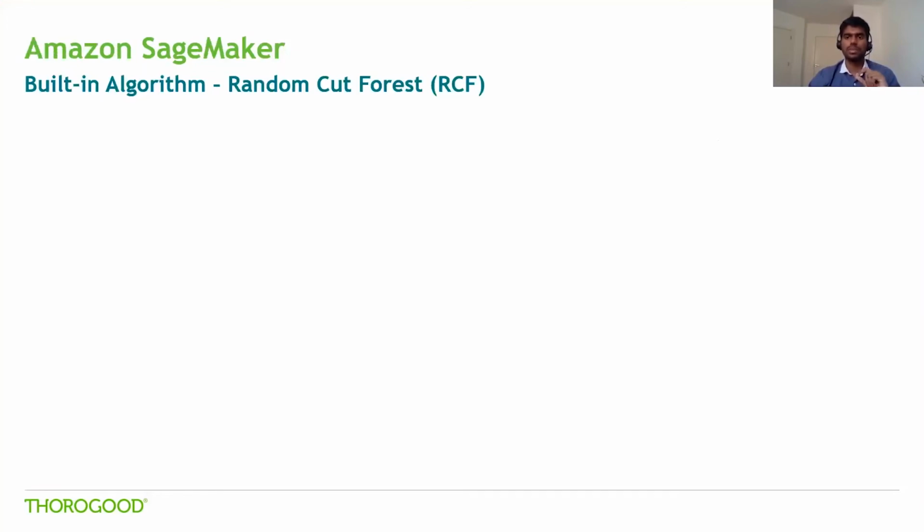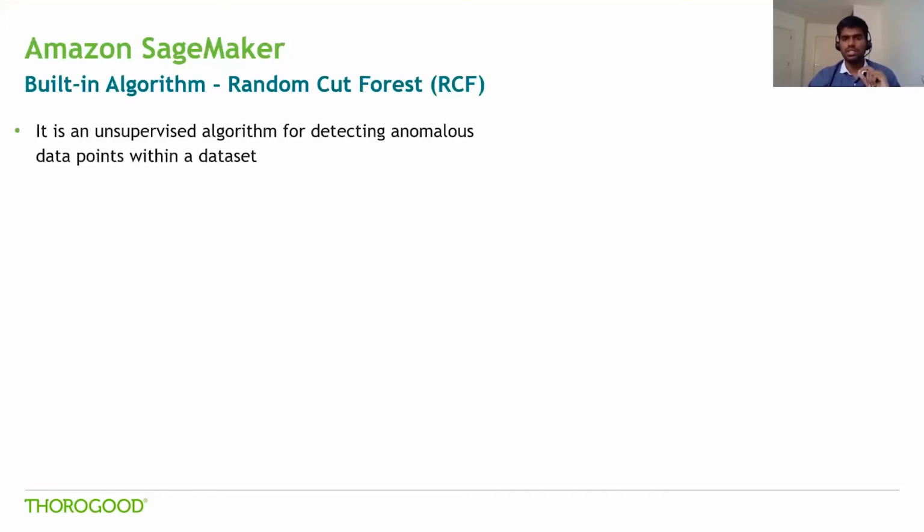So as I mentioned earlier, for this use case, we are going to leverage one of the built-in algorithms of AWS, which is random cut forest. So what is RCF? RCF is an unsupervised algorithm for detecting anomalous data points within a data set. And so obviously it best suits our use case at this point in time.